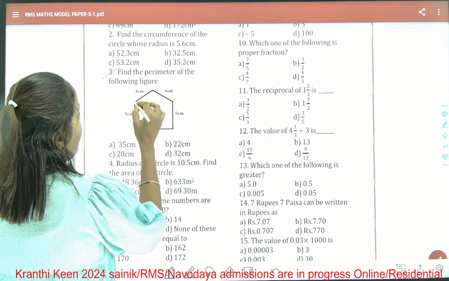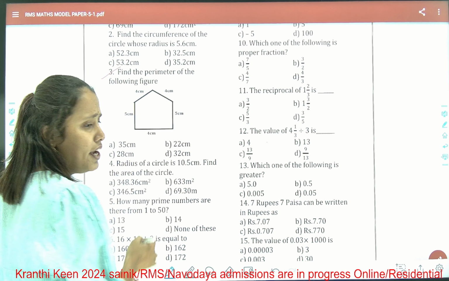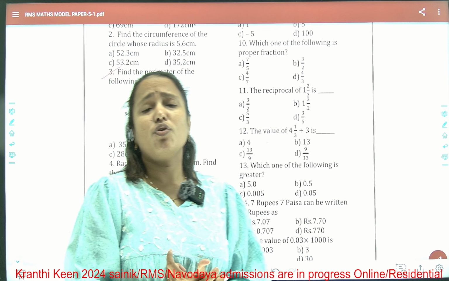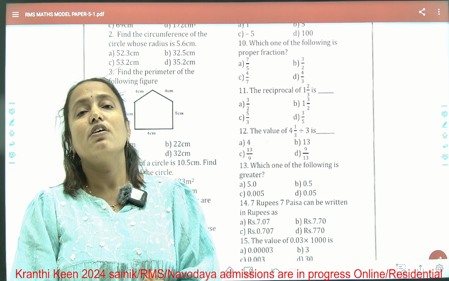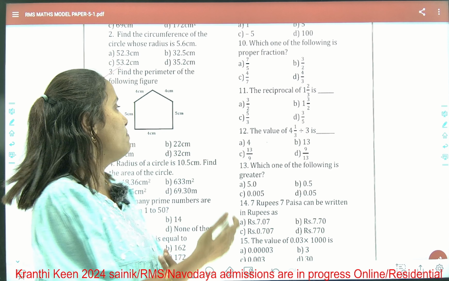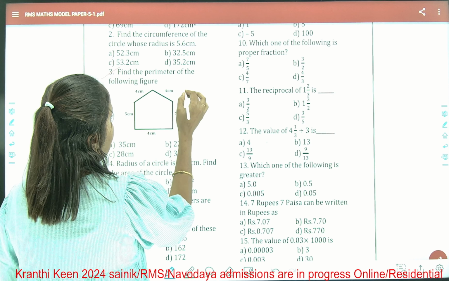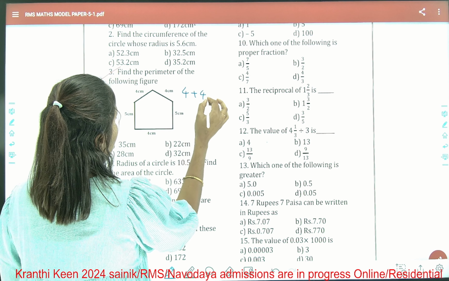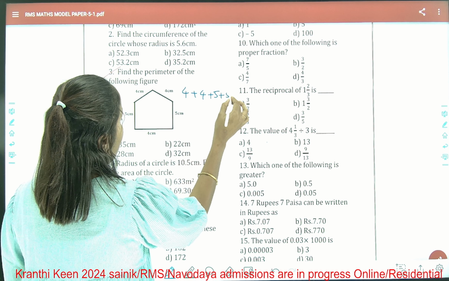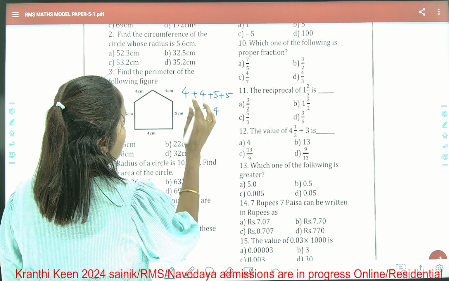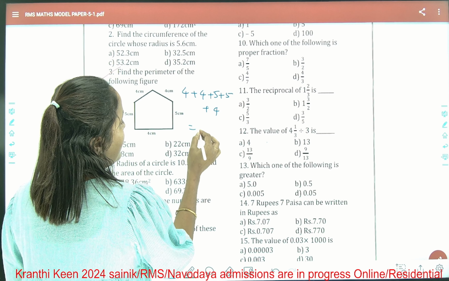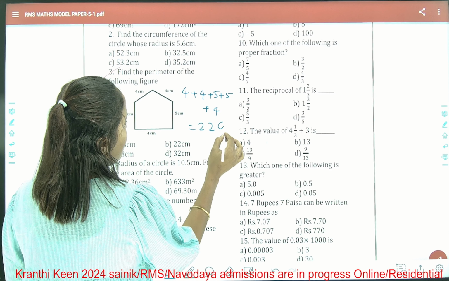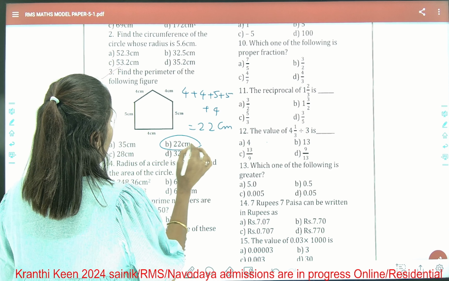Here they already gave the figure. For this question, there is no need of formulas. You can directly add these sides: 4 plus 4 plus 5 plus 5 plus 4. 4 plus 4 is 8, 8 plus 5 is 13, 13 plus 5 is 18, plus 4 is 22. 22 centimeters is the answer.